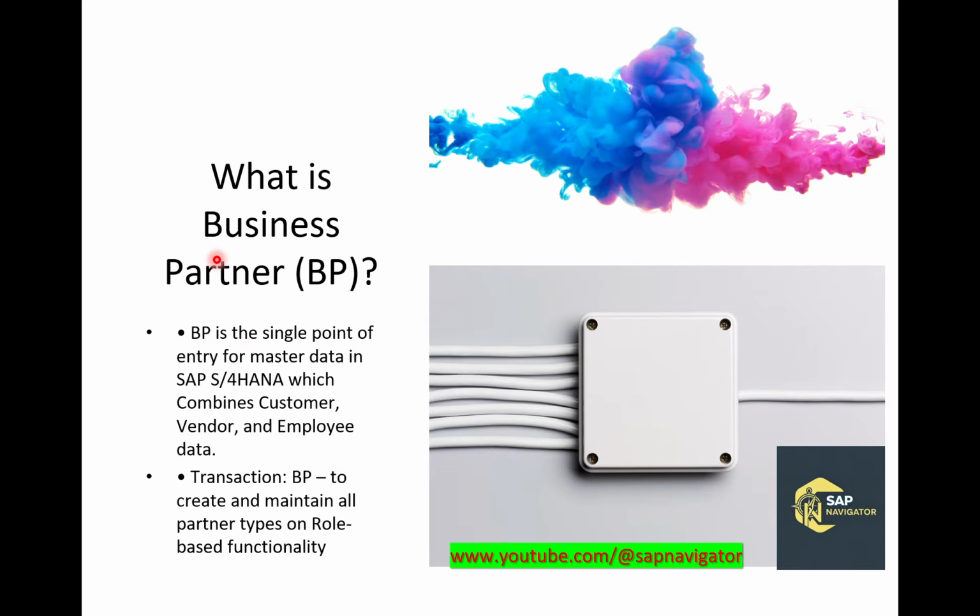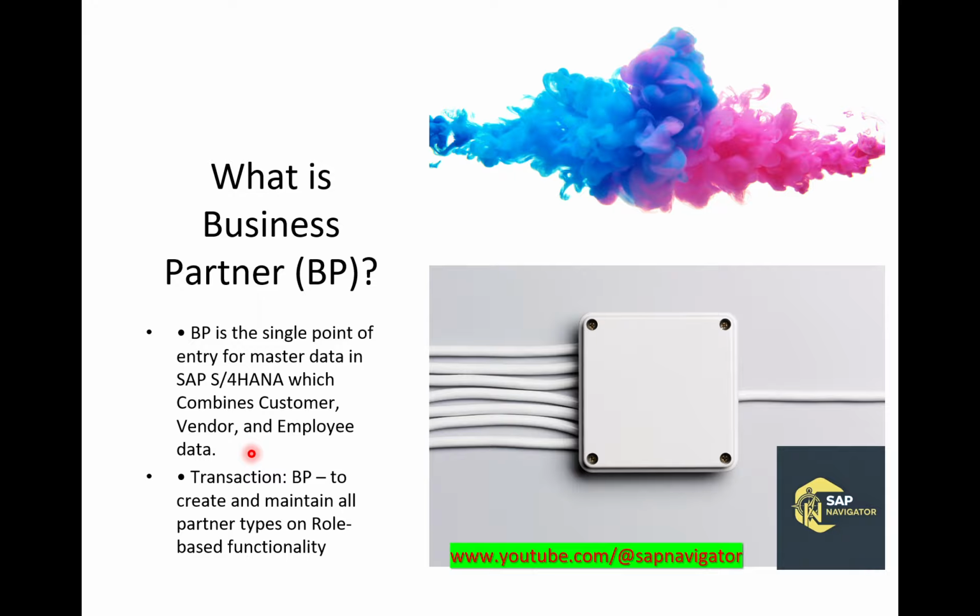What is a business partner? We might already know about it. Business partner is a single point of entry for master data, in which SAP S4HANA combines customer master, vendor master, employee data and credit management data. A business partner can be anyone who is involved in the business. He can be a customer, a vendor, or a contact person.